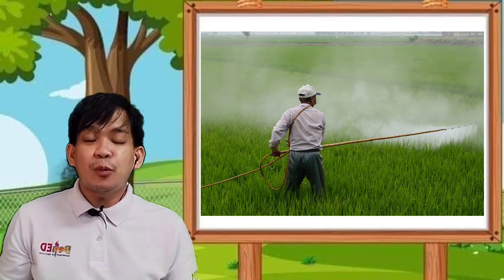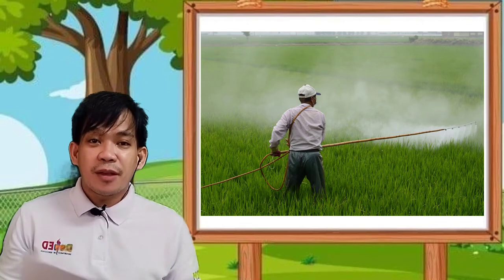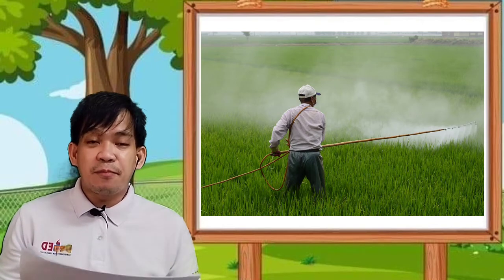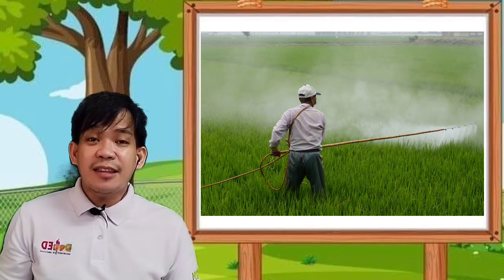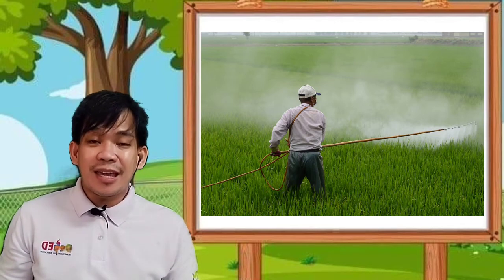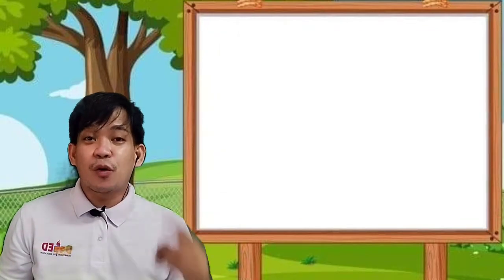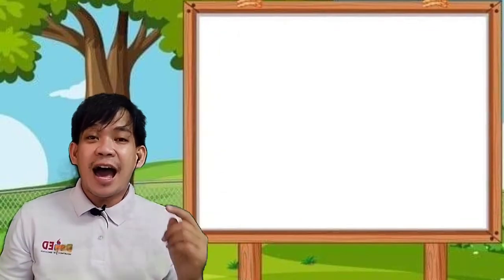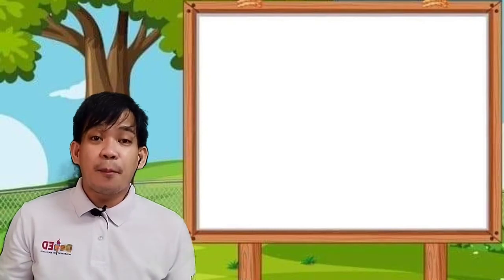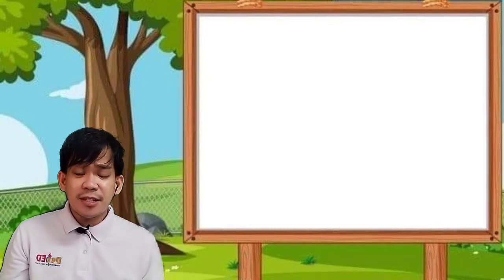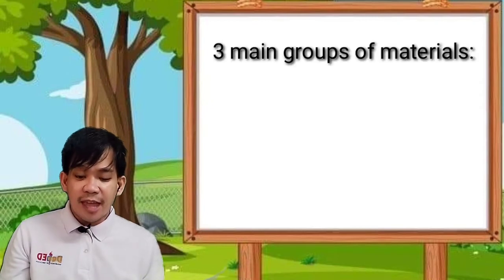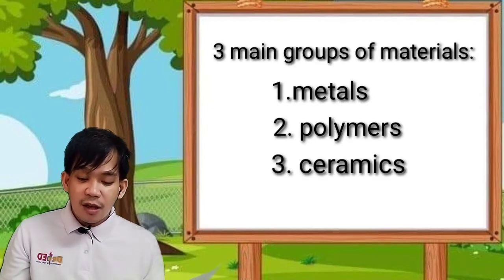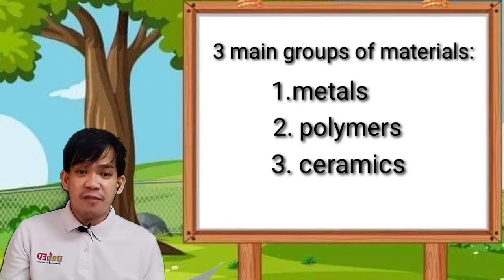If the farmer will not use proper materials and make sure that he is protected, then the chemicals within that pesticide product can harm him. So that is the importance of handling the materials properly. My dear pupils, there are 3 main groups of materials, namely metals, polymers, and ceramics.